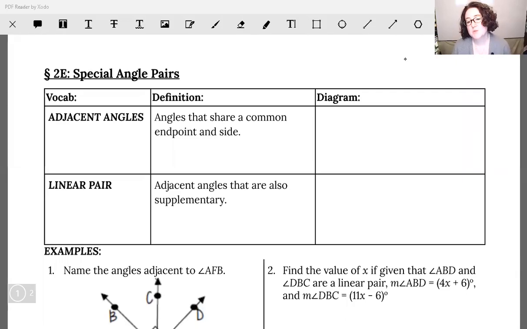Today we're looking at special angle pairs. This is actually our last lesson for this unit. So let's get into it. There are two vocab words that we need to start out with.